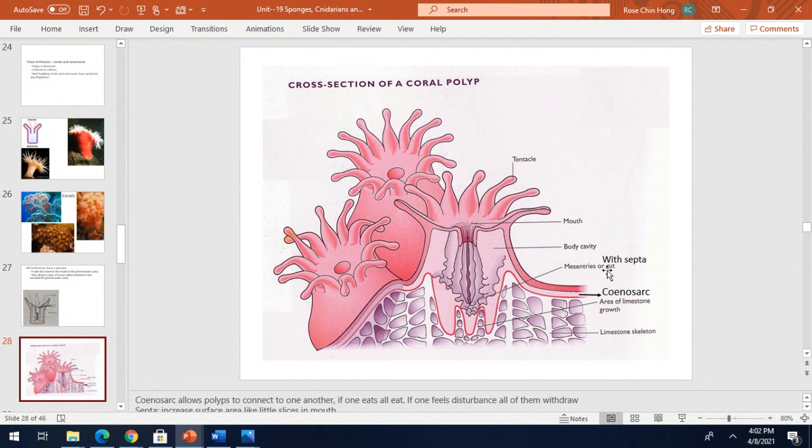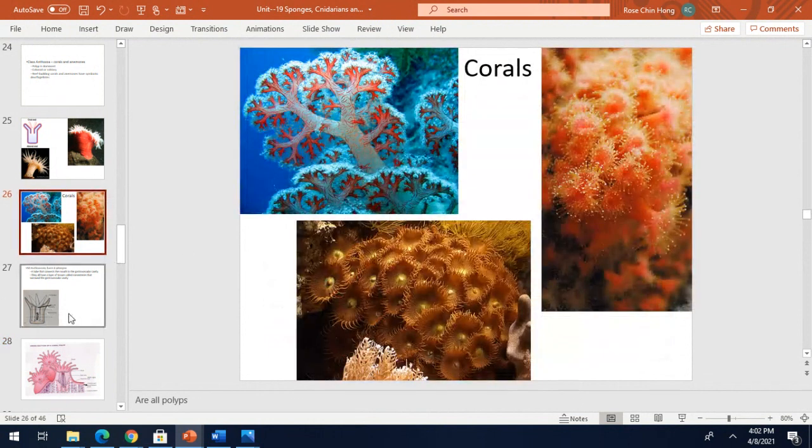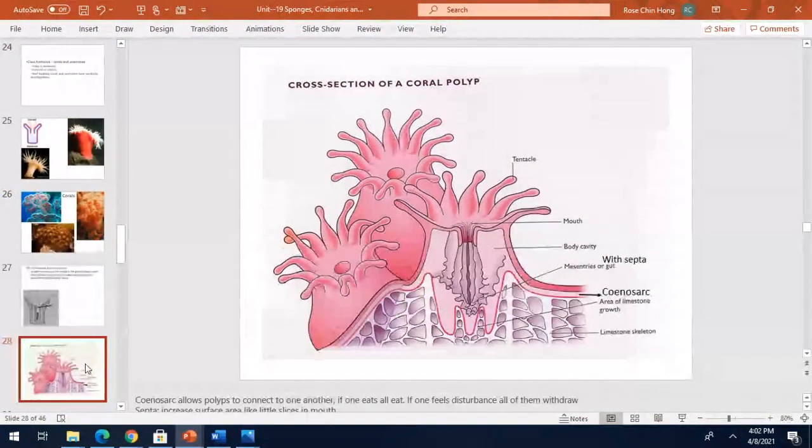And again, the mesenterial gut has septa, which help increase the surface area for food absorption. And then, of course, the mouth is facing up, and you have the tentacles. So this is a cross section of our coral polyp. Sometimes, when you see they all open up like here, it's in all its glory. But if they're disturbed or not feeding, they withdraw these tentacles and it will just close up.